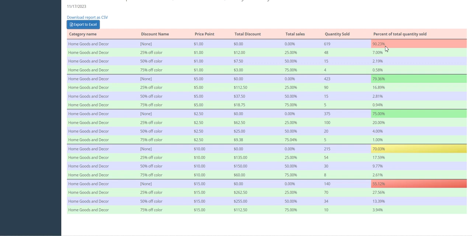Looking at the next price point, we see that 79% of the $5 items sold at full price, while the rest of what sold were discounted, and that fits in the threshold of the 75 to 85%, so it looks like the $5 items are priced just about right. Same thing with our $2.50 items. And then moving down to the $10 item, we see that only 70% of the $10 items sold at full price. This is a little bit lower than the target threshold, which could indicate that a percentage of the items being priced at $10 are actually being overpriced.